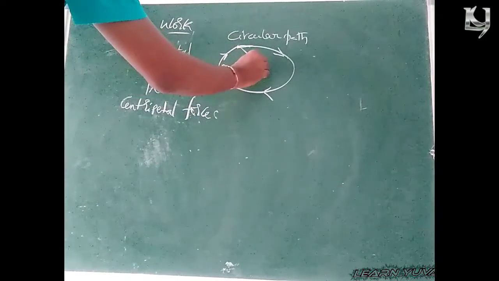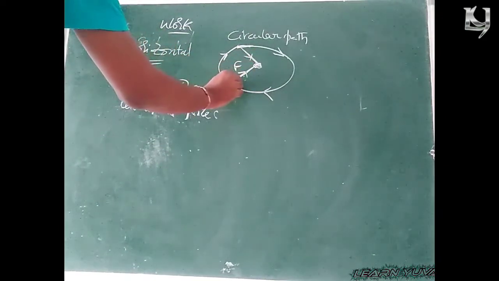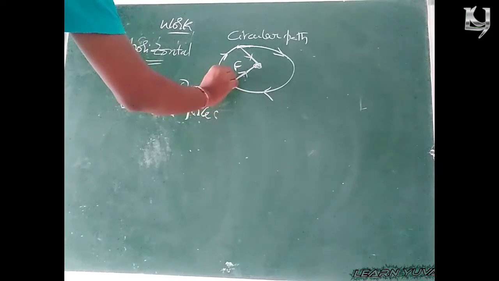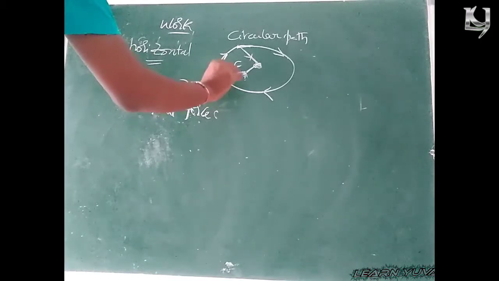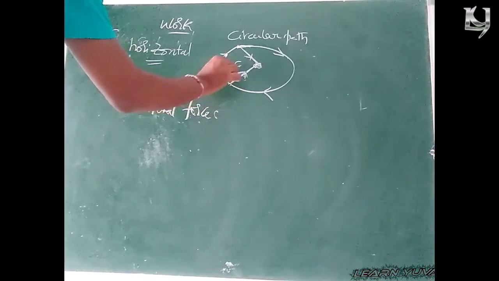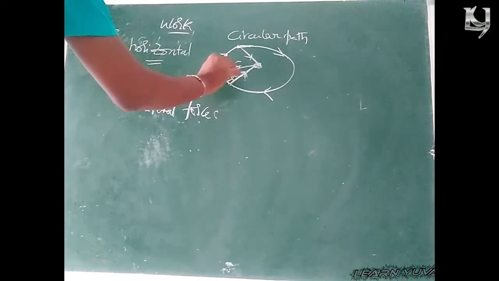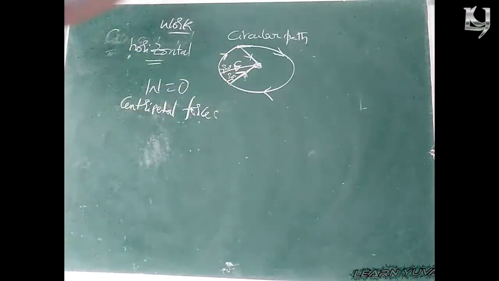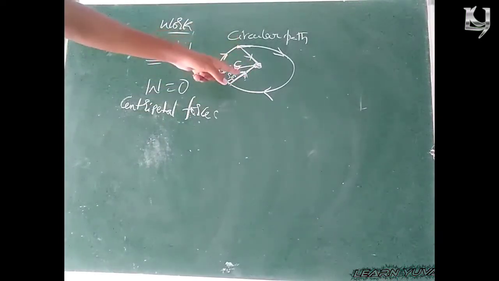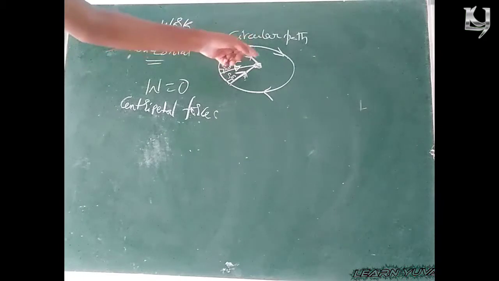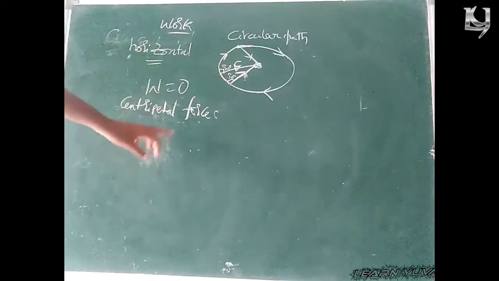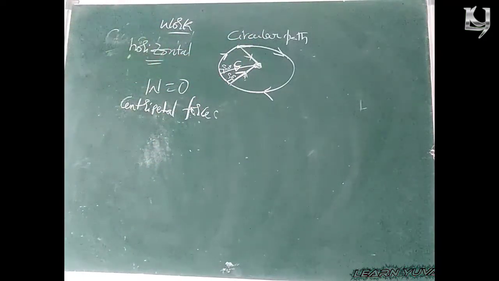Suppose the centripetal force acts here, so the body moves in this direction. So here the angle is 90 degrees. Again the body moves from here to here, again the centripetal force acts, so the angle is 90 degrees. For each and every case, the centripetal force acts on the body to make it move in the circular path, so in this case the work done is also 0.